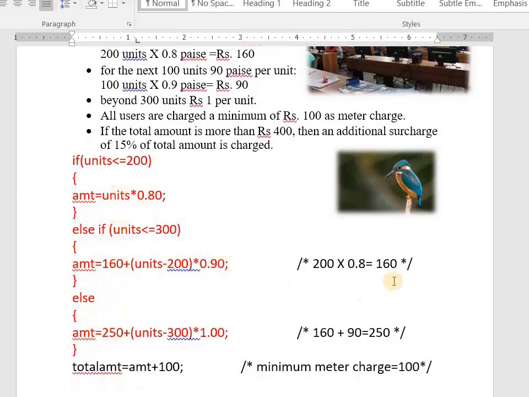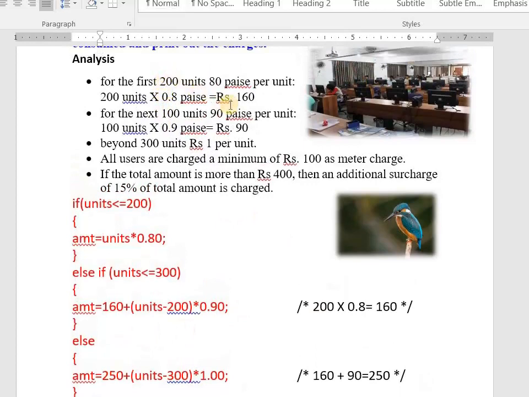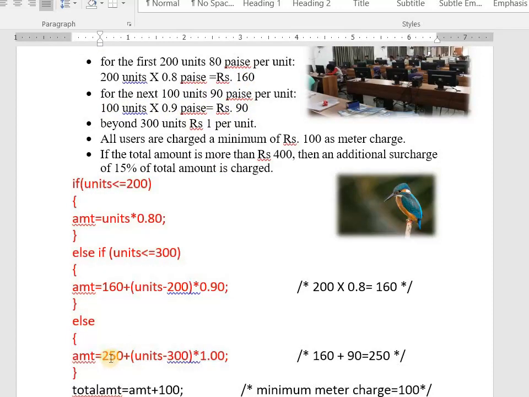Else part. How this 250 comes, I will explain. For the first 200 units, 160 rupees. For the next 100 units, see here. For the first 200 units, how much? 160 rupees. For the 100 units, 90 paise. 100 units into 0.9, 90 rupees. Means 160 plus 90, how much? Your answer is right. 250. This 250 is for the first 200 units, 160, and for 100 units, 90. 160 plus 90, 250.